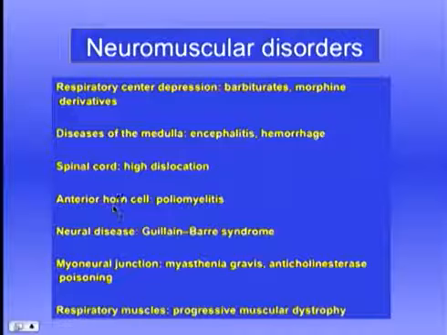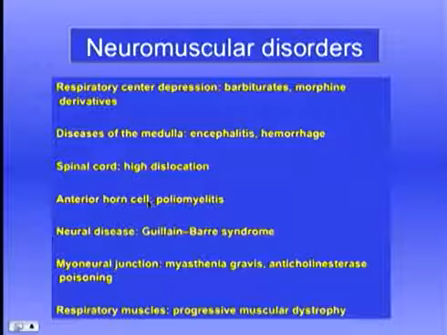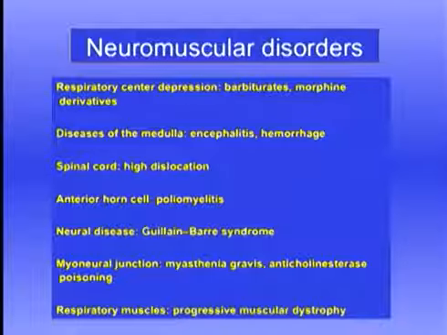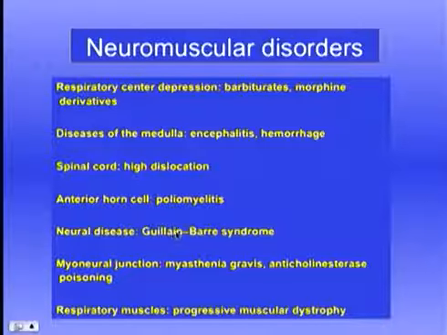Then we go down to the anterior horn cells. Poliomyelitis is an example there. Bulbar polio can cause paralysis of the respiratory muscles. Neural disease affecting the nerves going to the muscles of respiration can occur. The Guillain-Barré syndrome, for example, is an example here.